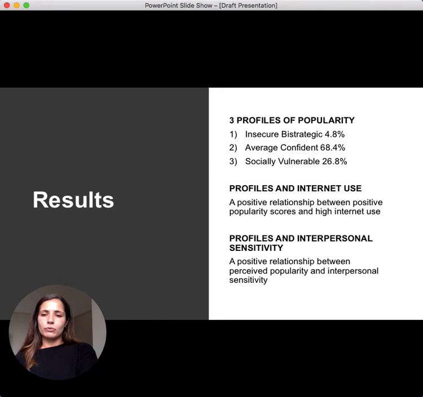To further explore these associations, each of the independent indicators were assessed using a linear regression. Interestingly, both positive and sociometric popularity were significantly associated with internet use, although at a healthy level. In addition, self-perceived popularity was significantly associated with interpersonal sensitivity scores.